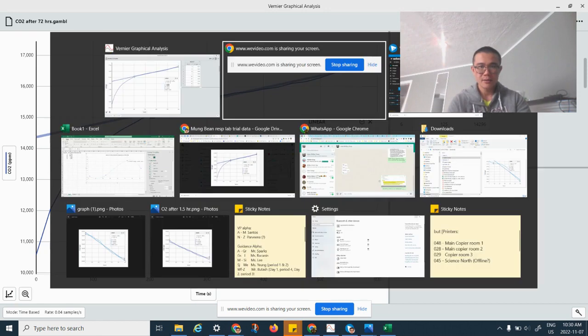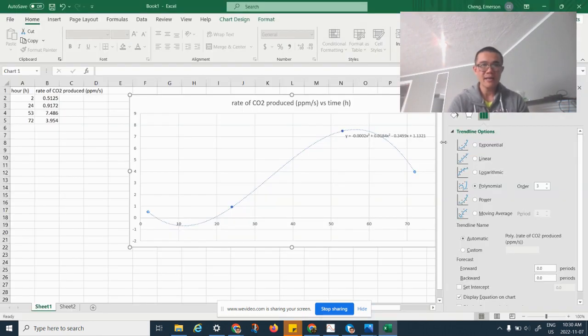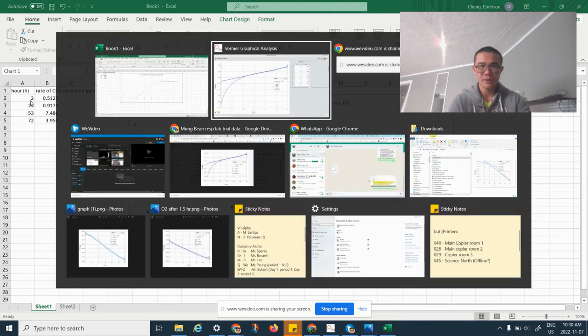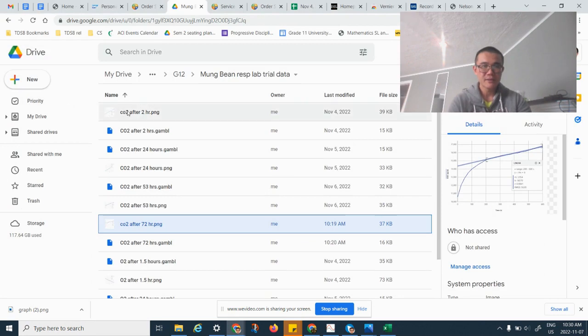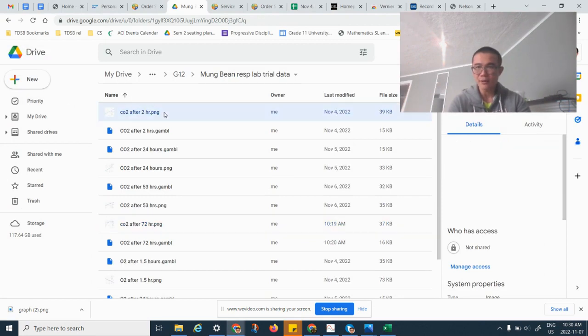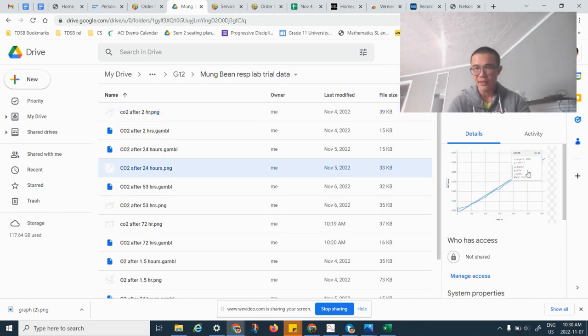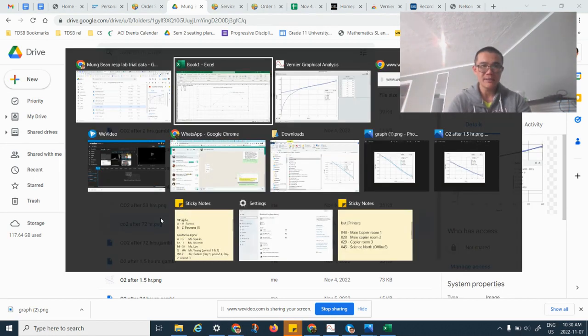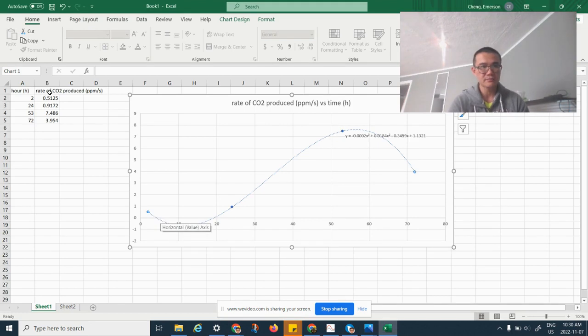And what I did was I looked at my previous results. As you can see here, I have my CO2 after 2 hours, so I can get the rate from here. After 24 hours, I can get the rate from here, 53 and 72. And what I did is I plugged it into Excel, and I created a trend line.